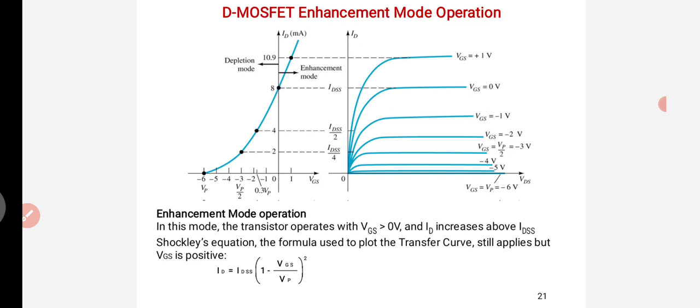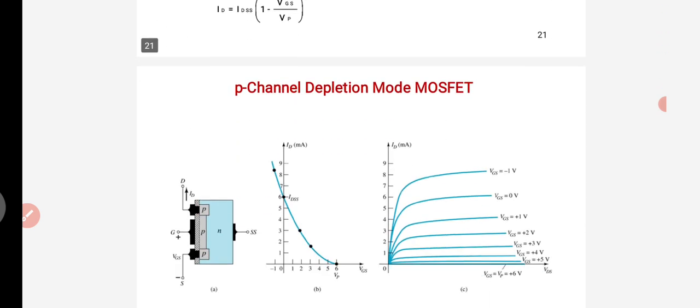So this is the depletion MOSFET in enhancement mode operation and depletion mode operation. In depletion mode operation, there are three cases: VGS equals 0, VGS is less than 0, and VGS is greater than 0. In enhancement mode, there are no negative values of VGS, so VGS equals 0 or VGS is greater than 0. When VGS equals 0, we get the maximum current, ID equals IDSS. When VGS is greater than 0, the drain current will increase. These are the D-MOSFET operated in depletion mode and enhancement mode.